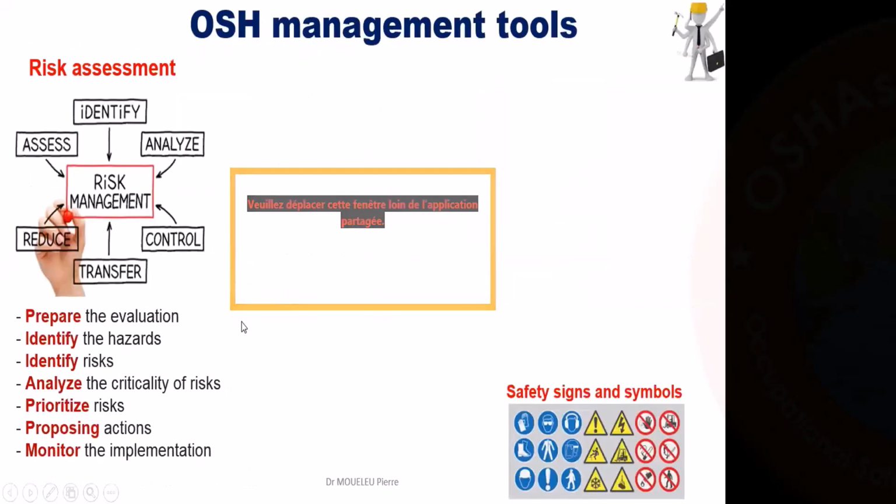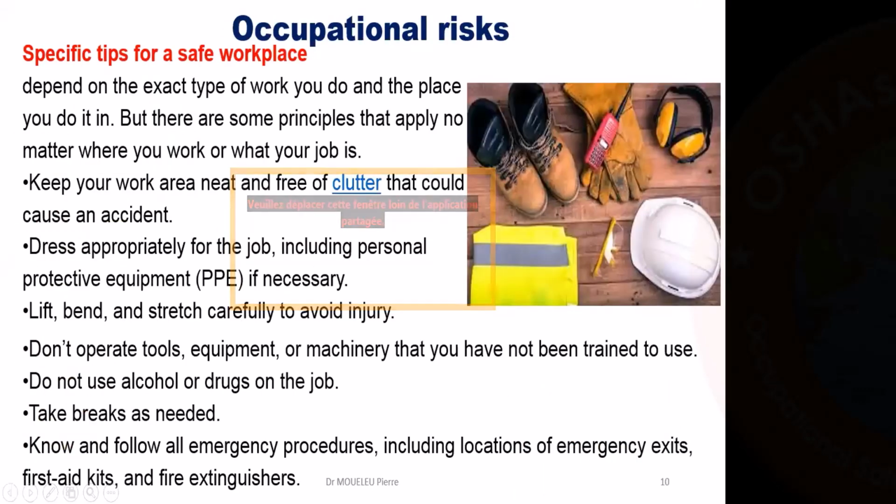And now there are things that we can do at our workplace to be sure that it is safe. It will depend on the exact type of work that you are doing and the place where you are. But there are some principles that apply no matter where you work and what you are doing. You should keep your workplace clean, and free of all things that can cause an accident.